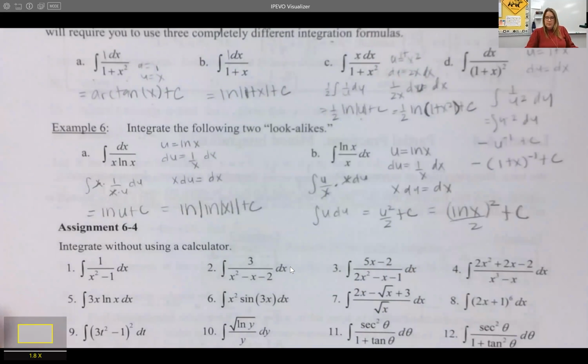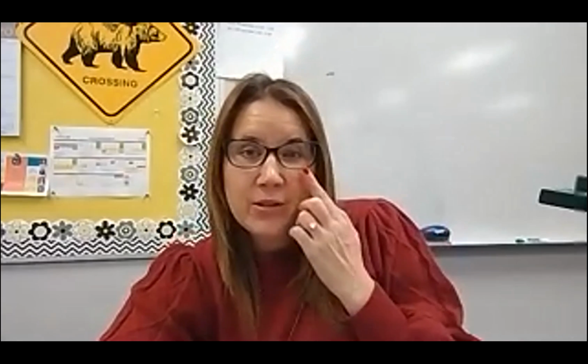Okay, so those are all of the different types of lookalikes that we've done. And we've learned partial fractions now. So you're almost to the point where you can do all your derivatives and integrals. We have 2 more sections, and then you will be done.